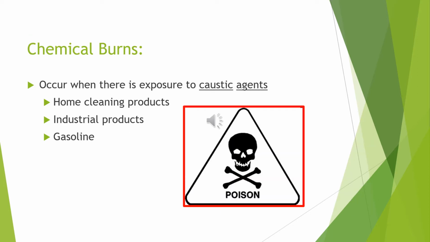And our chemical burns occur when there's exposure to caustic agents, and the caustic agents could be any kind of house cleaning products, industrial products, gasoline. There's a lot of other things out there. Anything that has the poison sign on it or the chemical sign on it, we would need to be careful with. But those things are easily absorbed through the skin, so they not only can affect the skin and burn the skin, but they can have a toxic effect on the liver and the kidneys as well.